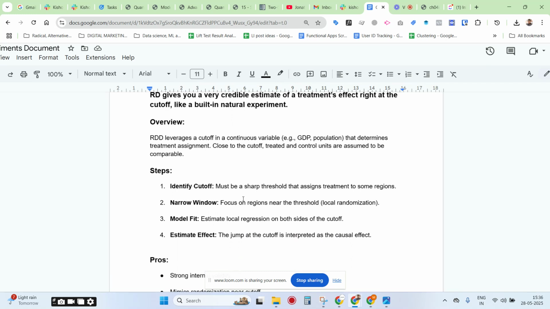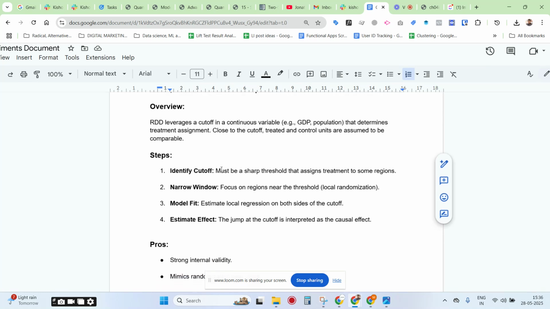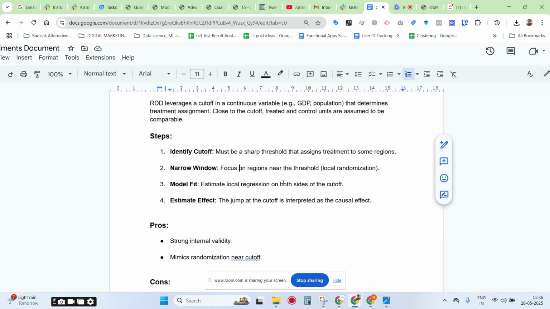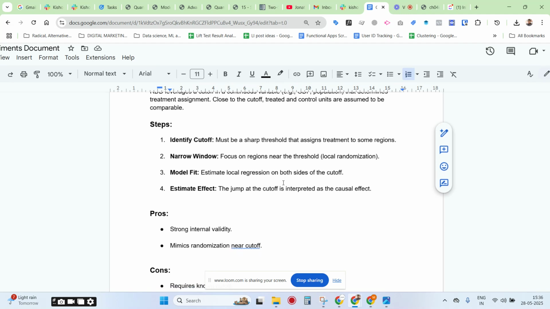Okay, so you need a narrow window. That's one of the things: you need to focus on regions near the threshold. You can call it local randomization, if that makes better sense. And you have to have a sharp threshold that assigns treatment to these regions. Okay, and again, you need geo level data, suppose for any marketing KPI, and you have to have that cutoff, and you have to have a narrow window, because they have to be comparable. That's the entire thing. The comparability here, very strict comparability, is very essential for this to work.